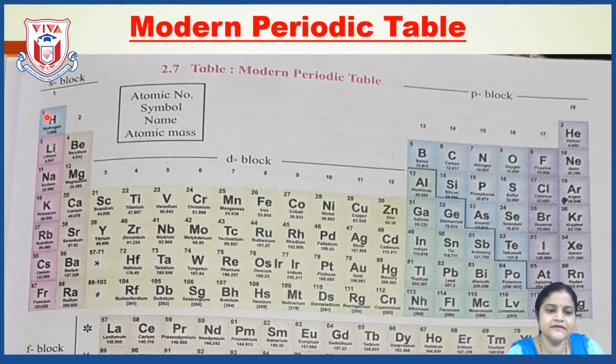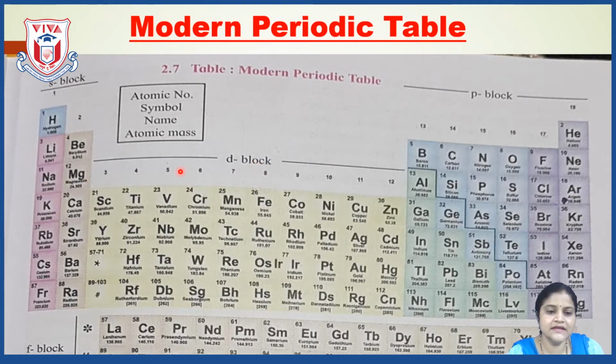In the first period, there are only two elements, hydrogen and helium, and hence this period is considered to be the shortest period of classification. In the second period, which starts with lithium, we have 8 elements, from lithium to neon. Then the third period again has 8 elements, starting with sodium and ending with argon.